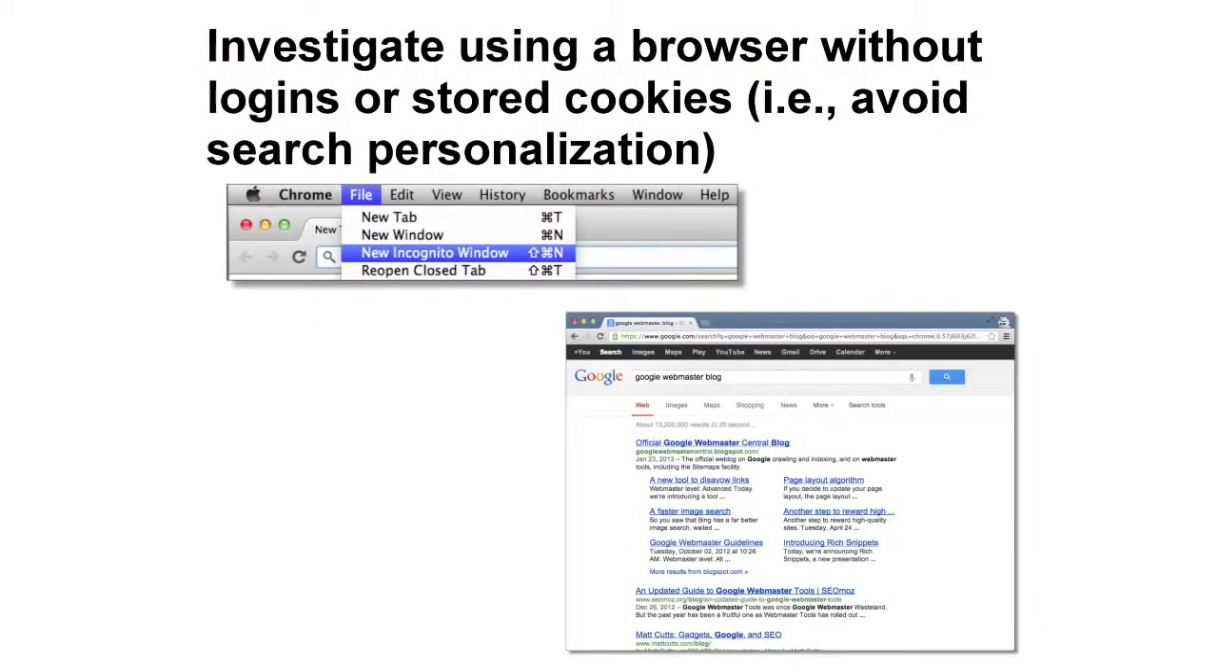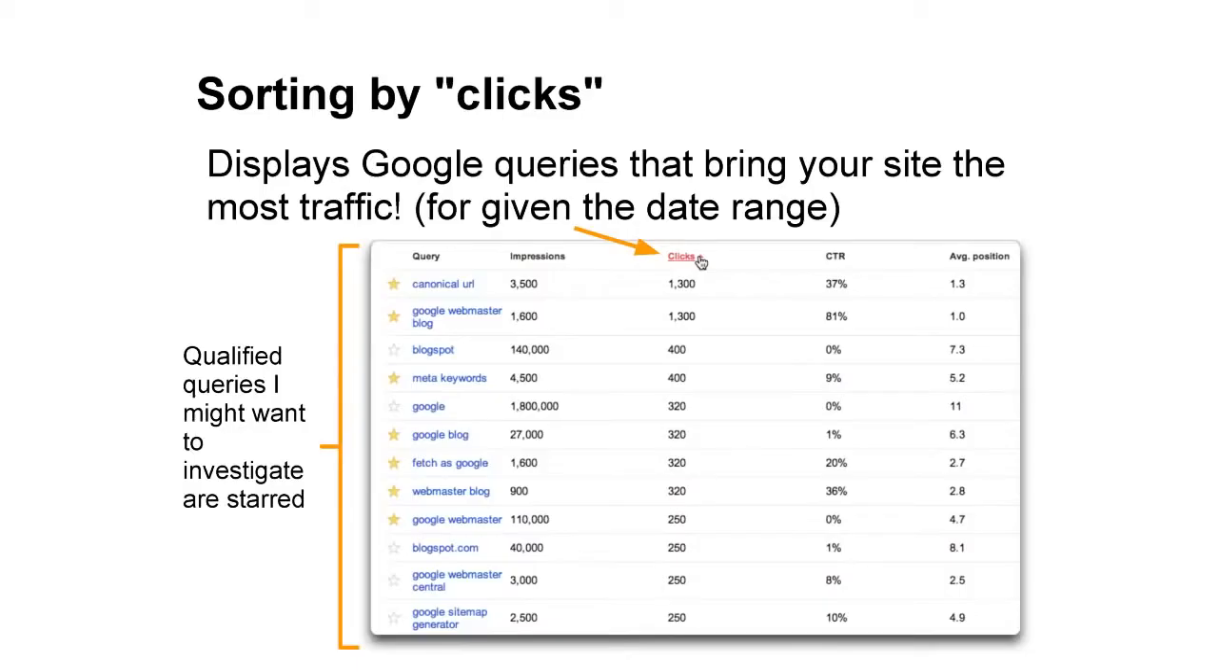As you investigate individual queries, it's often helpful to use an incognito window or a browser without stored cookies or where you're not logged into Google so that personalization doesn't affect your results. Going back to the main search queries page, one of the first things I do is sort by clicks rather than by the default sorting of impressions. This is because impressions, while extremely valuable, can initially blur the real picture of my site, since they can refer to both qualified and unqualified queries.